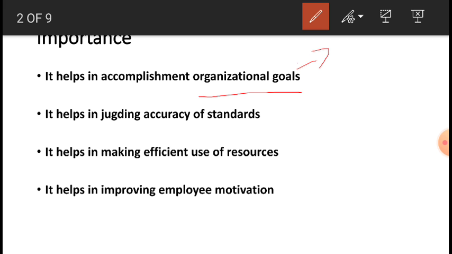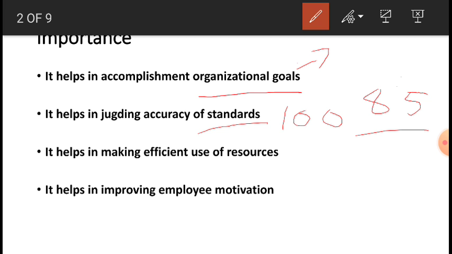Now the second one, it helps in judging accuracy of standards. What is this accuracy of standards? If there is a good control system, the management can verify whether the standards set are accurate and objective. What are standards? For example, for your exam 100 marks is the standard, isn't it? Then there is distinction: if you score above 85, we say distinction. These are standards, very accurate and objective. Every year it is the same. If somebody scores full 100, he is really very clever. 85 means he is an average, good student.